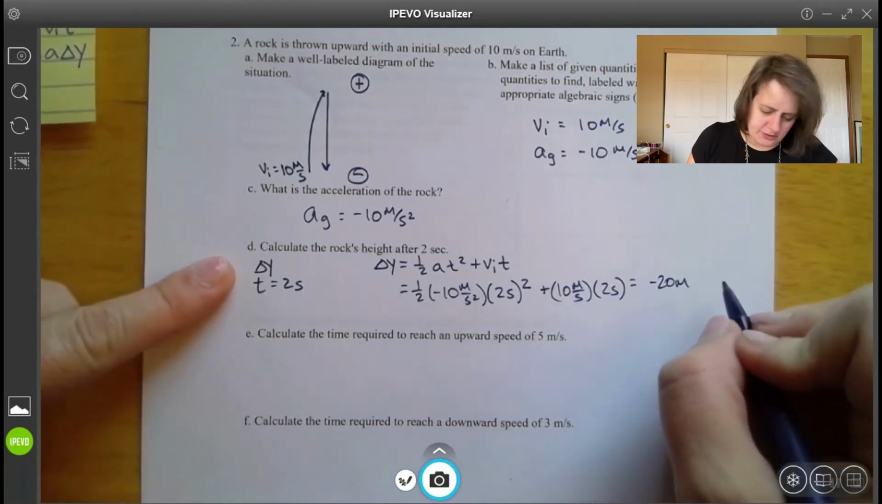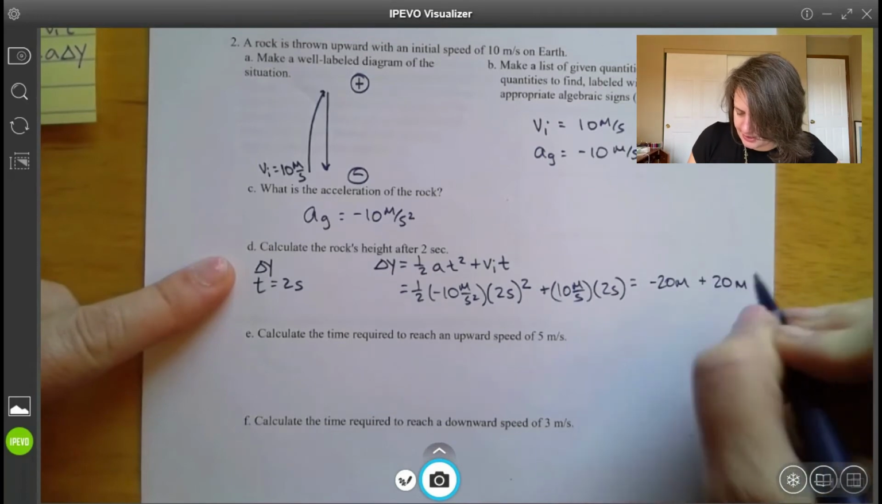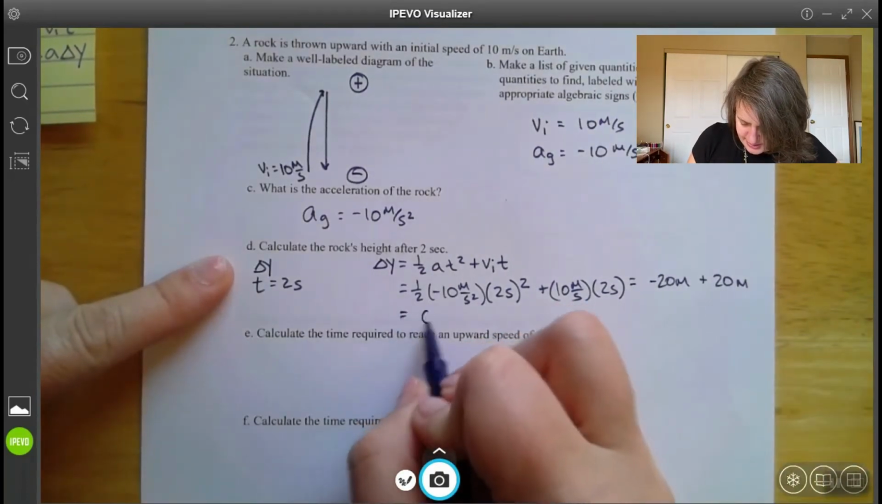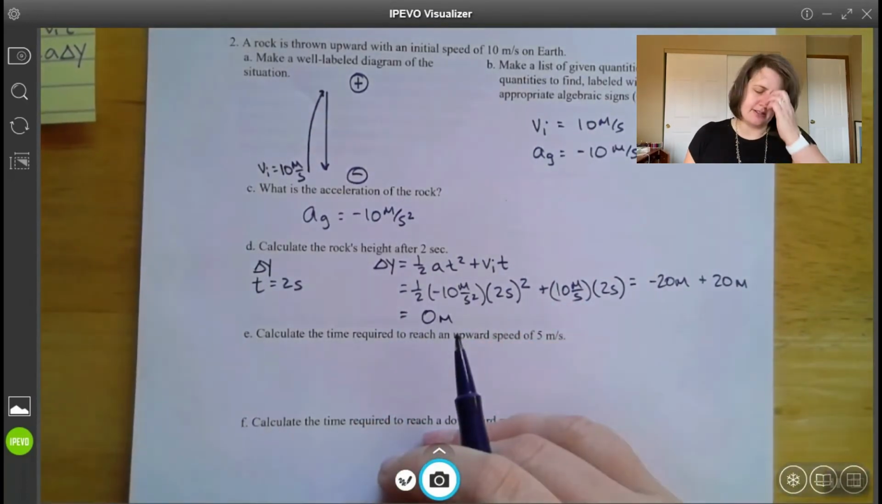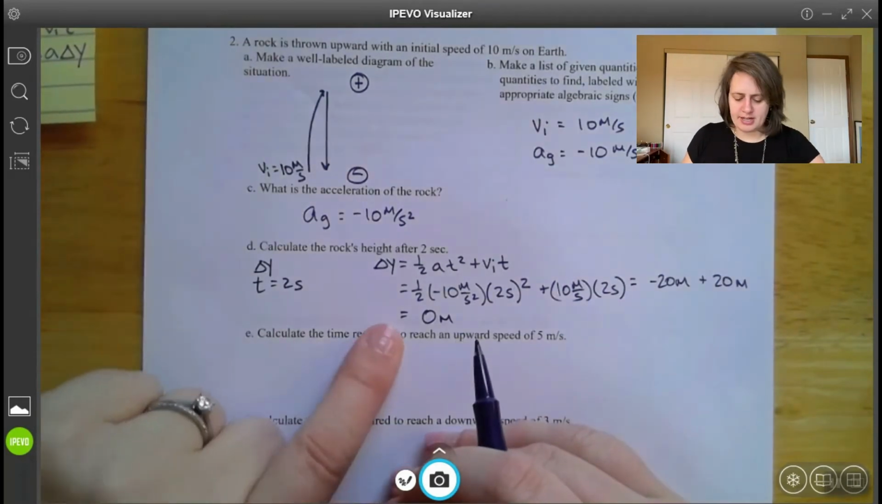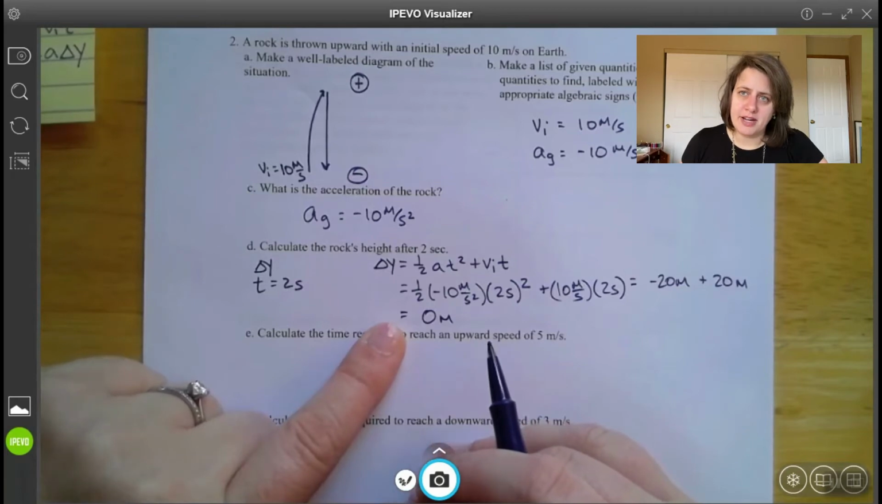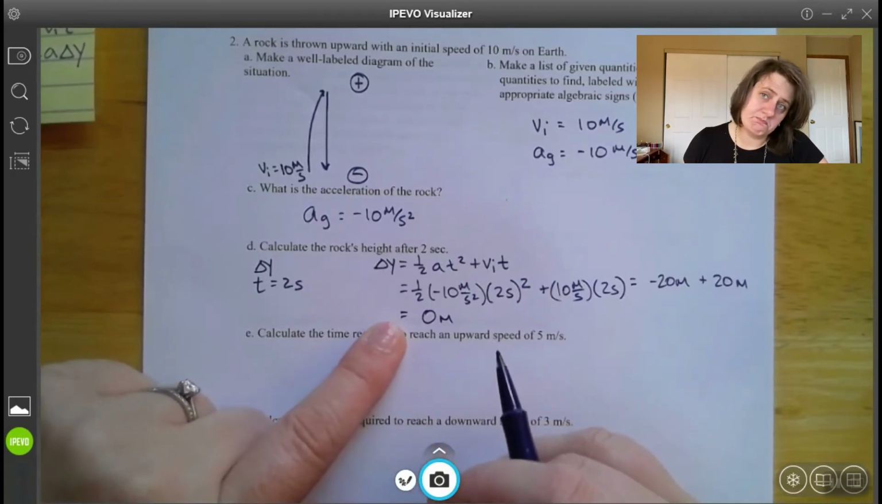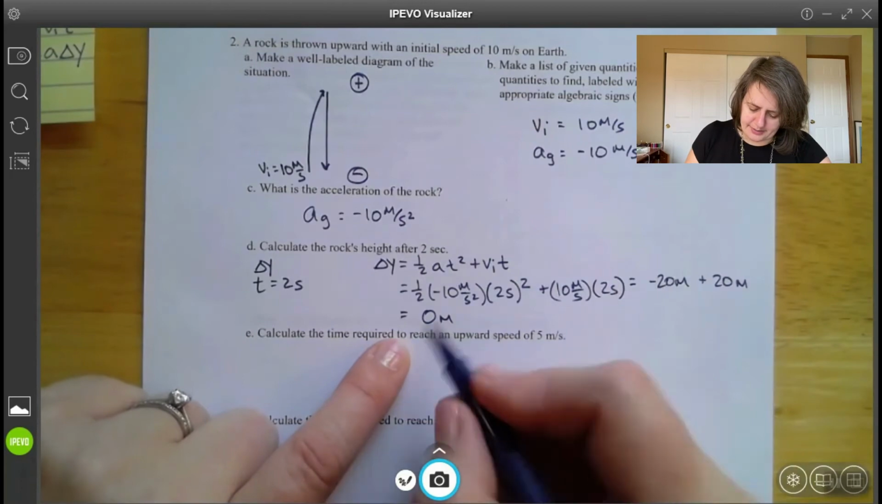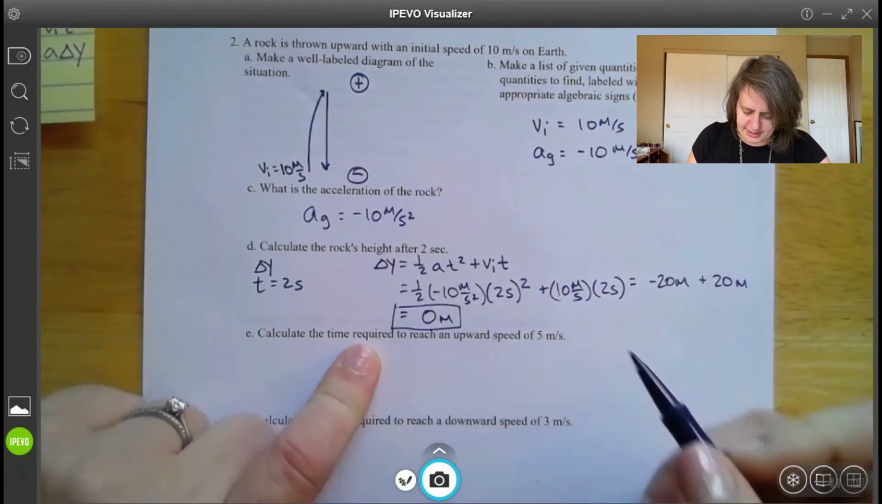But then we're going to also add another 20. And this is a weird problem. Look at this. It tells us our displacement is 0 meters. What does that mean? It means that this particular rock was only thrown hard enough that in 2 seconds, it came back to the ground in that amount of time. All right. So that's how we solve that kind of problem.